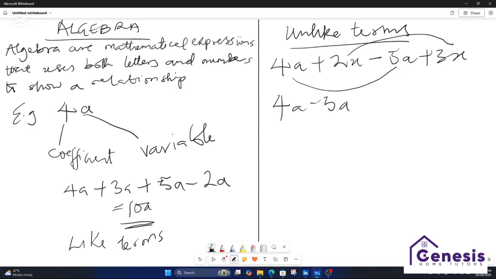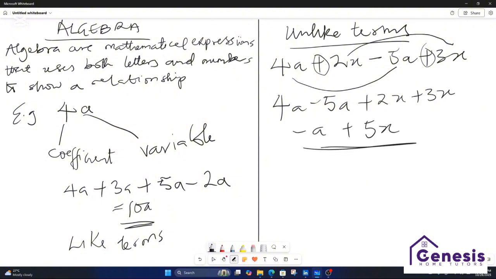Then we'll group the xylophones. Don't forget to take the signs at the front of each of the numbers. The sign at the front, not at the back. So I'm going to take plus, in this case, plus 2x and then plus 3x. And then we have minus a plus 5x. This is the solution to this algebra.